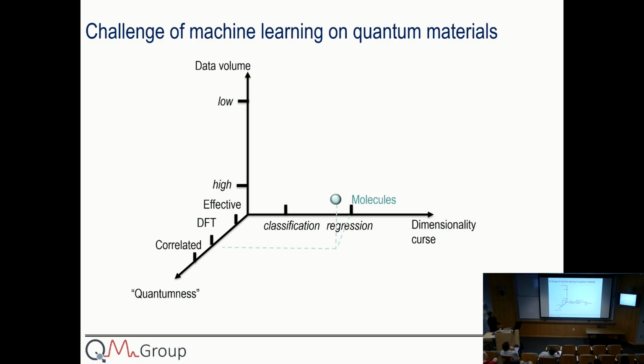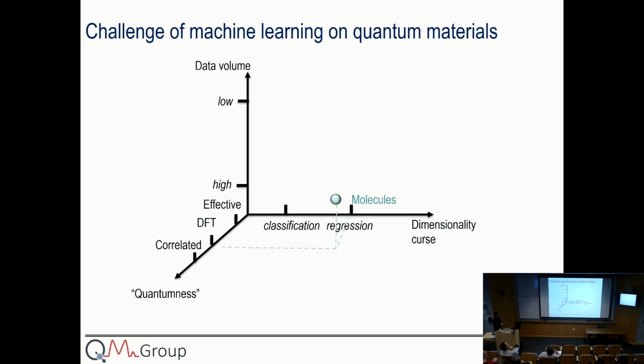But then for many quantum materials, if you have a wave function, that also has this exponential complexity and becomes very, very high-end. So in short, we can consider the challenge of doing machine learning on quantum materials to lie in this distance to the origin. The closer, the easier, and the farther away, the harder it is to perform machine learning.